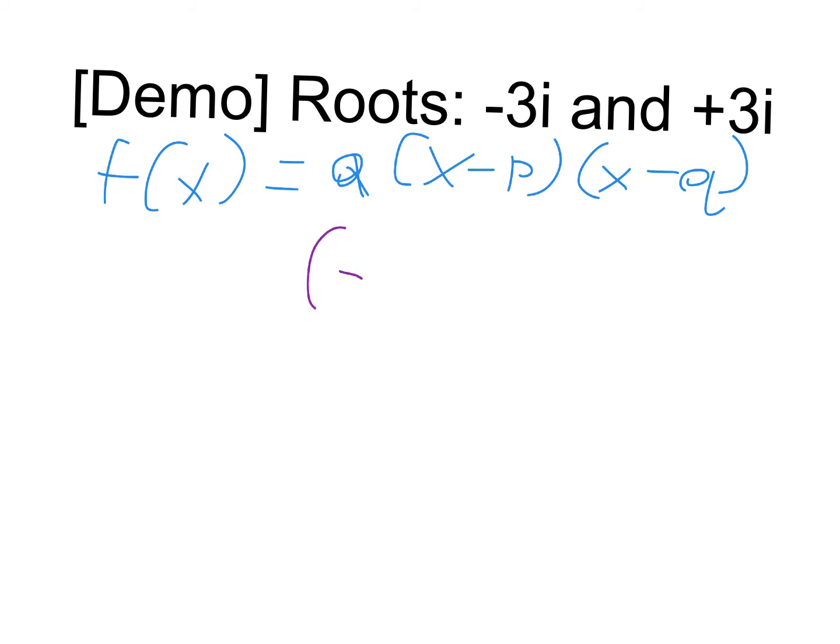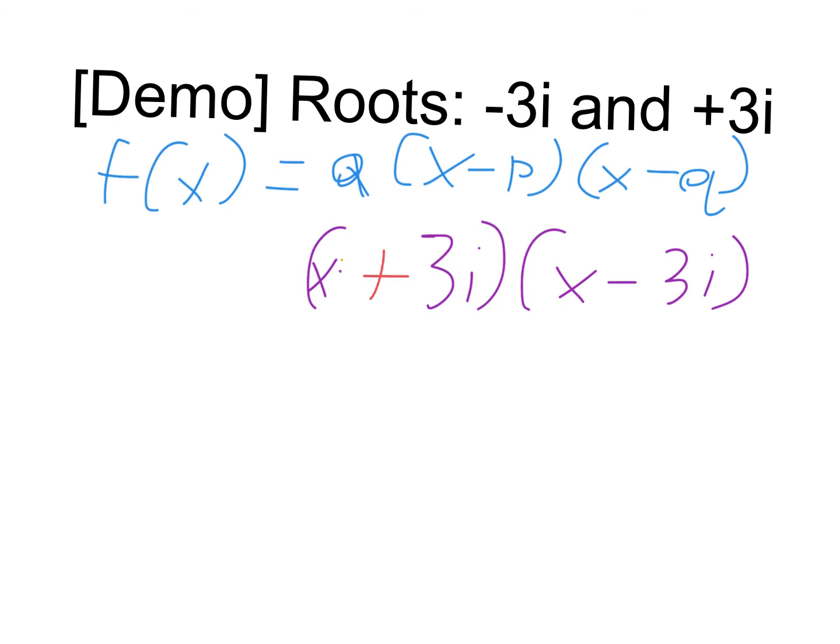So x minus -3i times our x minus 3i. Now, over here I've got my minus -3i. When we subtract a negative, that's the same as adding a positive. So in a way, this is going to be x plus 3i. All right, we got our thing set up.